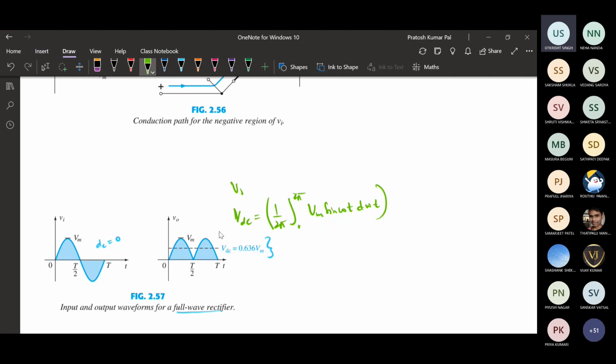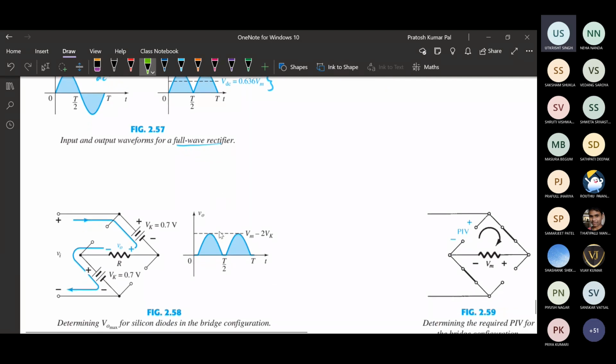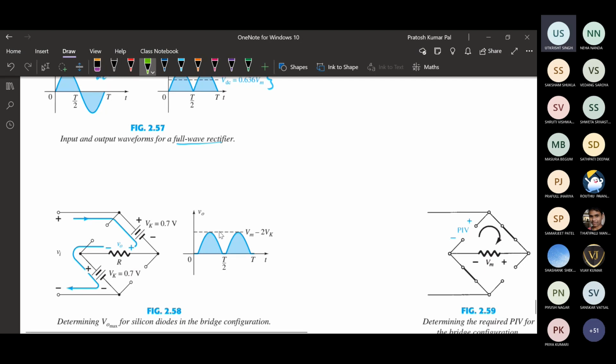Similarly, we can get the Vrms value. For the Vrms value also we have a similar formula. The only difference is we are going to square the signal: Vm sin omega t whole squared d omega t, and then take the square root. From there we can get the Vrms and VDC values, and once we have them, we can get different terms. So this is all about the rectifier circuit.